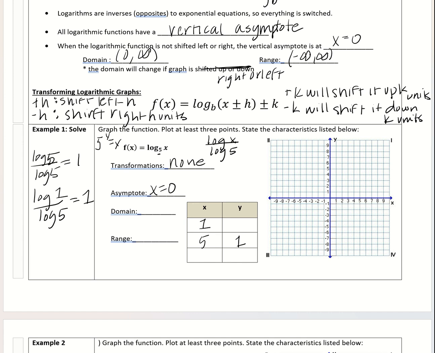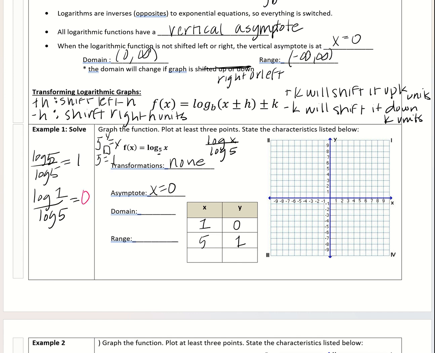Actually, I lied about that. I apologize. If the x value is 1, basically here you're asking yourself, what power would this be? And that would actually be the 0 power. So this should be 0 over here. Let me see if I can get my drawing tools up.